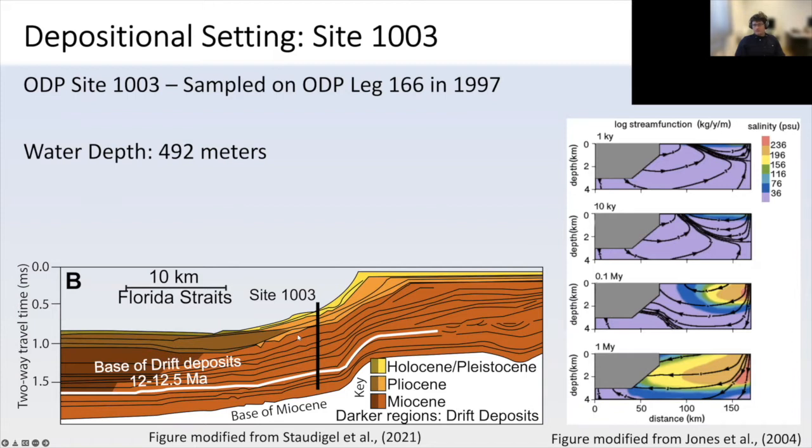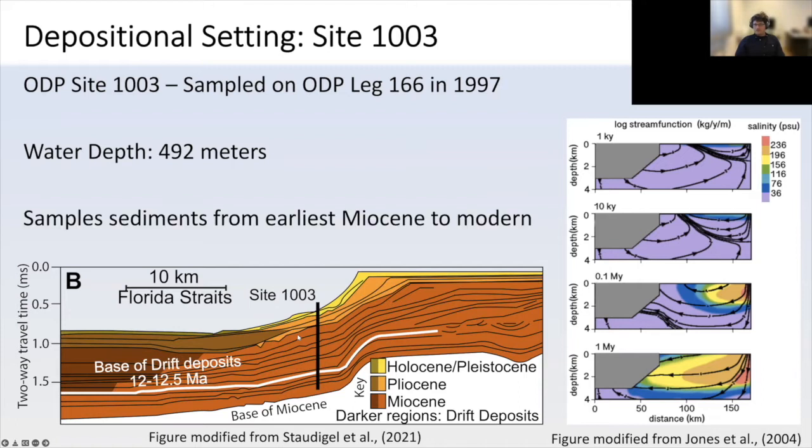It was sampled on the platform margin at a depth of about 500 meters. It's just a few miles from the margin. It's very close, very shallow. So it's in that steep limb of the margin. And it samples through sediments from the earliest Miocene to the present day. And it documents this change in platform geometry quite nicely in its sediments.